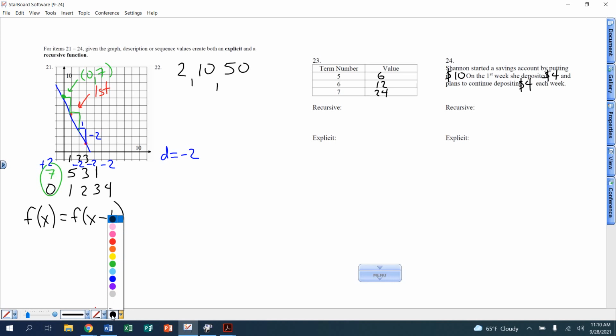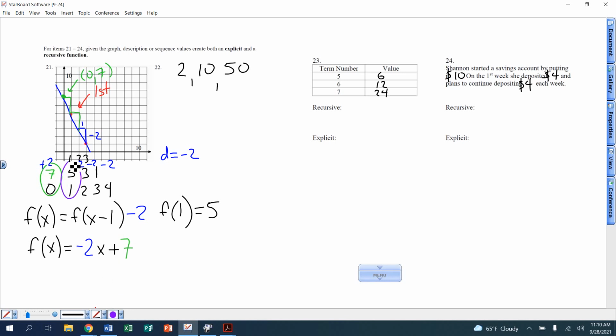Minus 2 because I'm subtracting, don't put plus 2. And then for full credit, get in the habit of writing what that first term is for full credit. For explicit, write it with the number that you're adding or subtracting, that D number in front of X, plus or minus the y-intercept term, whether it be positive or negative. Or shift over 1 to the right and use not the 0 term, but the first term, or when x is 1, look up above, you got y is 5, or f of x is 5.